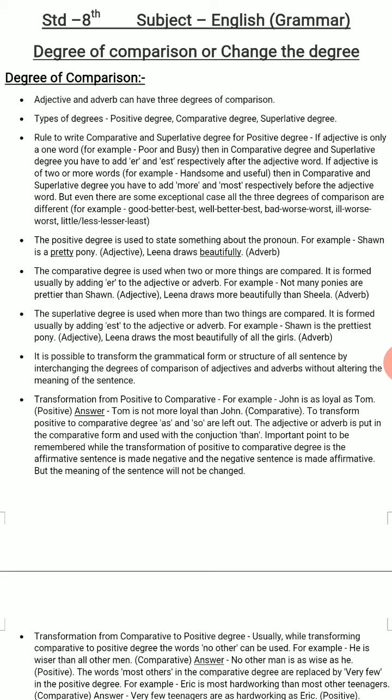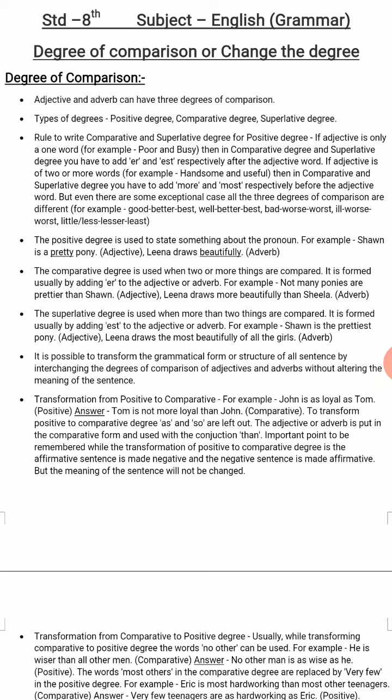Now you must be thinking, why is it specifically said to be one word? See students, there are many words which are made by combining 2 different words. So here we are specifically taking only such adjectives which are one word. Suppose the example given is poor, you will write poorer in the comparative degree and poorest in the superlative degree.